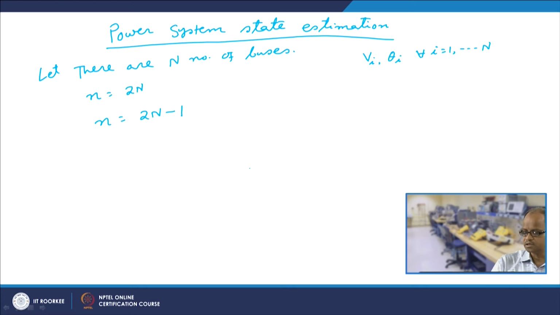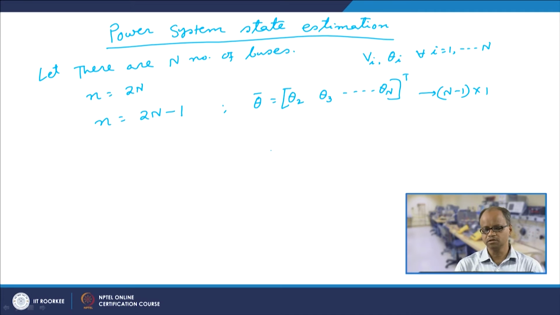And these states are given by the theta vector, that is, theta 2, theta 3 up to theta N, transpose. So, this is an N minus 1 cross 1 vector. Here we assume that theta 1 is equal to 0, and the V vector, that is, V 1, V 2 up to V N.